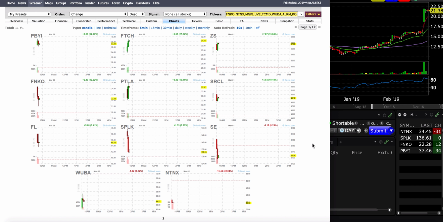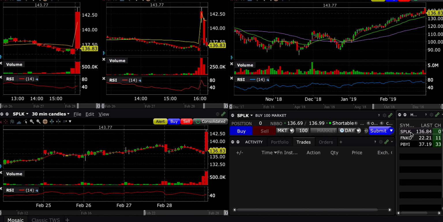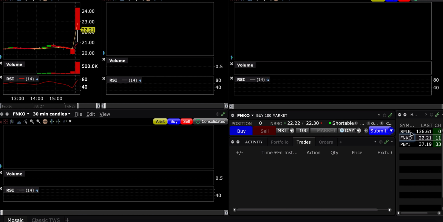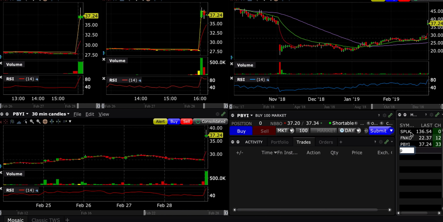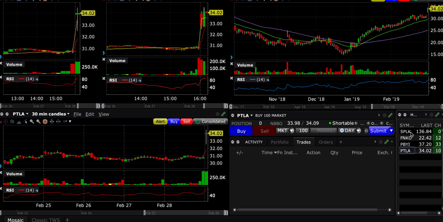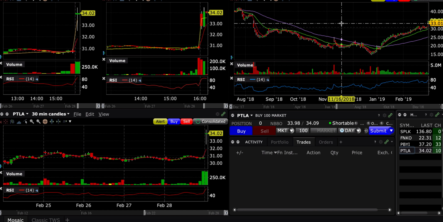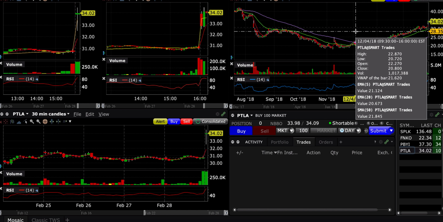So still no trade, just pure observation right now. NTNX, the name which went through 35, you can see, and SPLK went through as well, FNKO went through, PBYI, nothing much going on. PTLA, down move followed by an up move on the 5 minute chart, right? So still no direction.